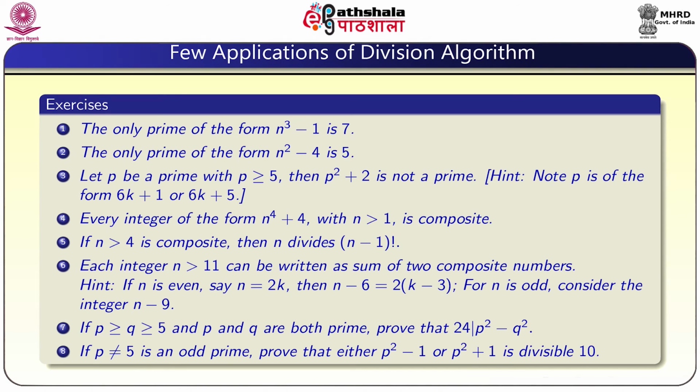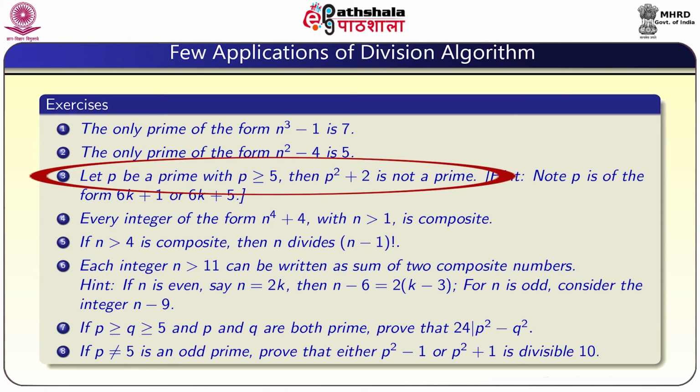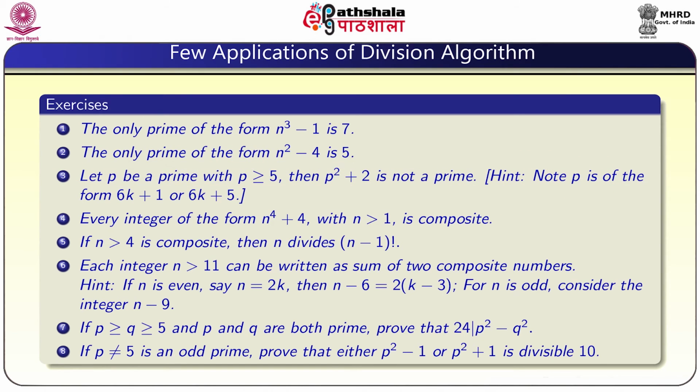Now, we also request you to solve these problems, they are easy to solve. The first problem is that the only prime of the form n cube minus 1 is 7, and the only prime of the form n square minus 4 is 5. Another problem: let p be a prime with p greater than or equal to 5, then p square plus 2 is not a prime. Here we are going to utilize the division algorithm.